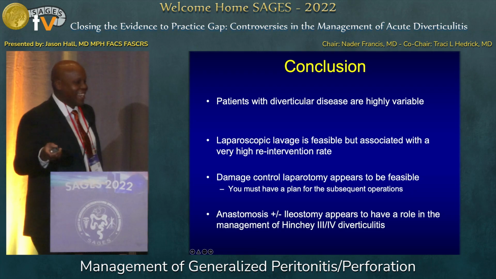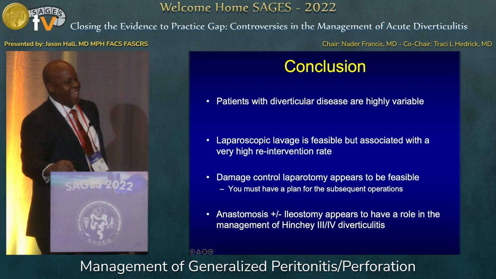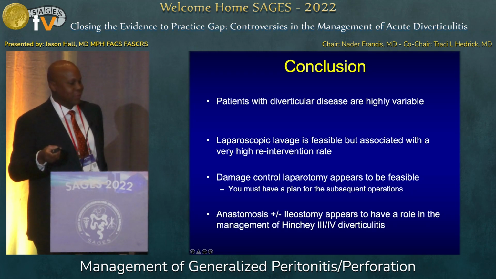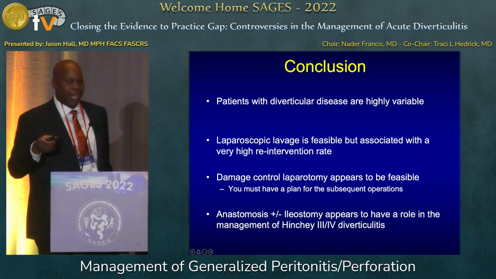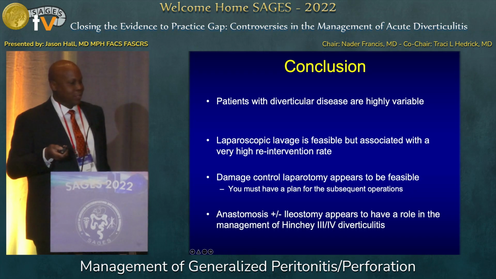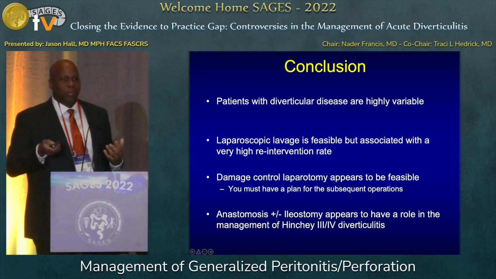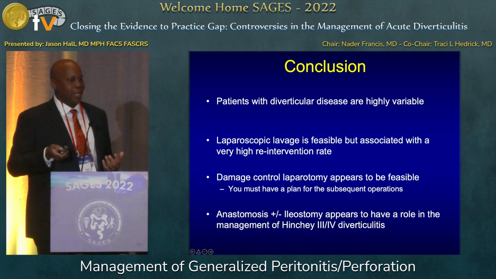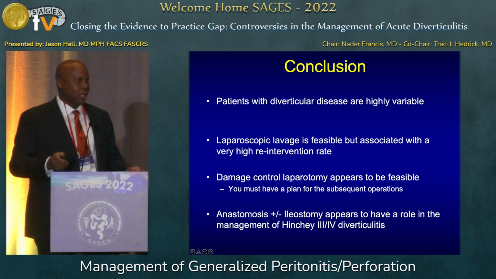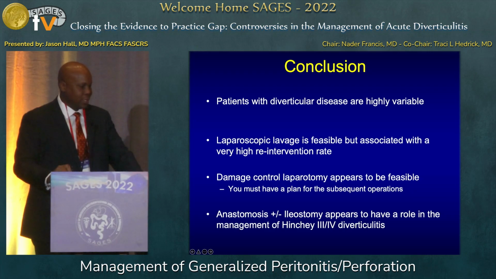So, in conclusion, patients with diverticular disease are highly variable. Laparoscopic lavage is feasible, but you have to watch the patient really, really closely because a lot of them are going to get other problems and you have to be all over it. Damage control laparotomy is feasible, but you have to have a plan for what you're going to do after that. That's not a solution in itself.